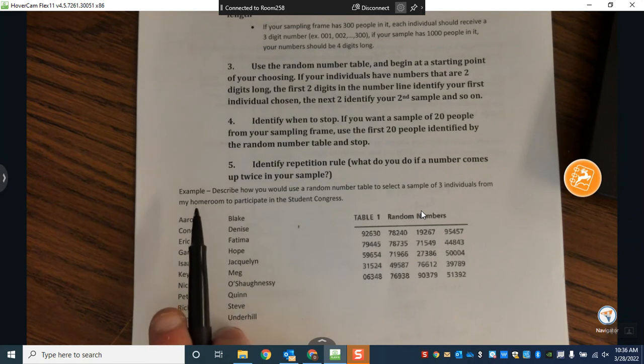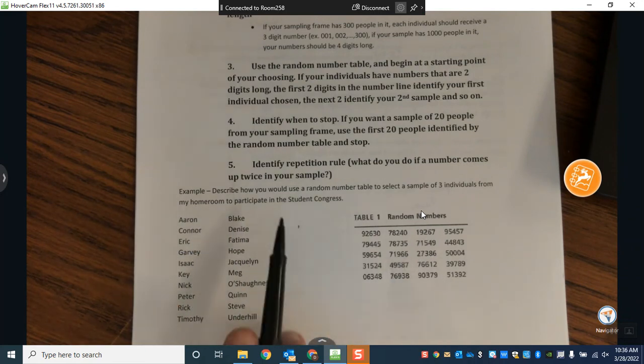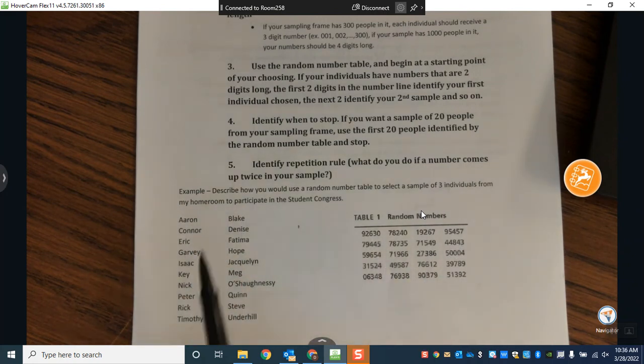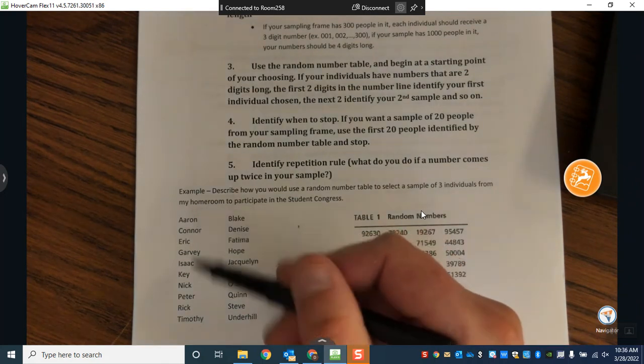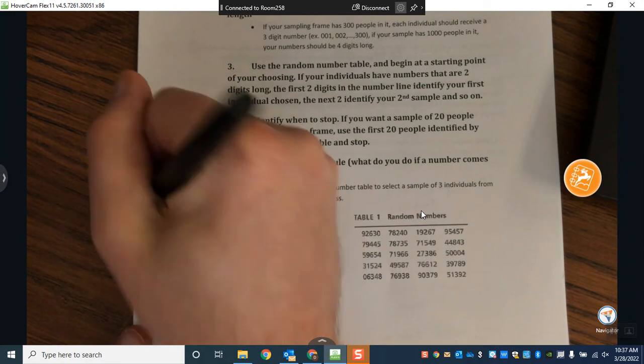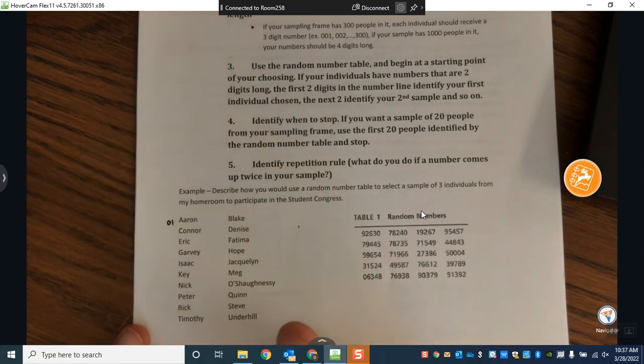I don't know that this is still on the exam, but on the off chance that it is, if they wanted you to use this random number table to select 3 people from this group, since these are numbers and these are names, I need to turn these names into numbers. So I'm going to give each person a numeric code. I think there are 20 people in this list, so I'm going to number them 1 to 20. But since 20 is a 2-digit number, all of my numbers need to be 2-digit numbers. So instead of going 1 to 20, I'm going to go 01 to 20.